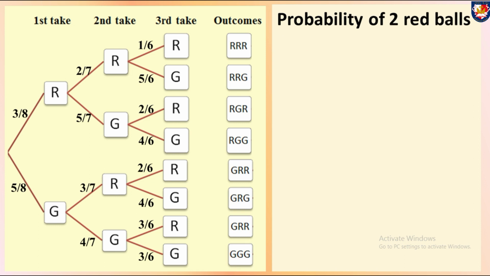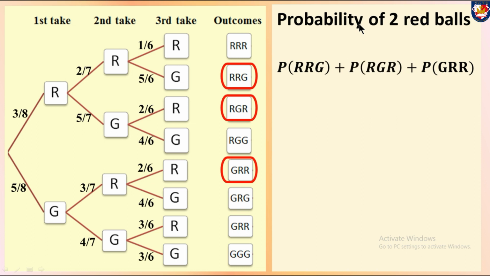Now, how to find the probability of 2 red balls? The same way, first you need to find the outcomes that represent 2 red balls. This one, red, red, green. This one, red, green, red. And the last one, green, red, red. These 3 are the only favorable outcomes for 2 red balls. So, the probability of 2 red balls is the sum of the probability of red, red, green plus the probability of red, green, red and the probability of green, red, red.